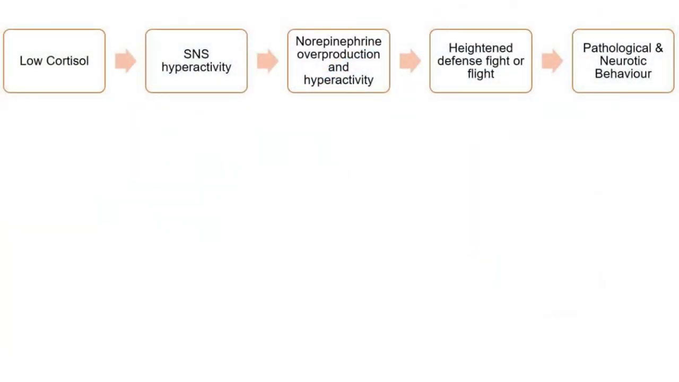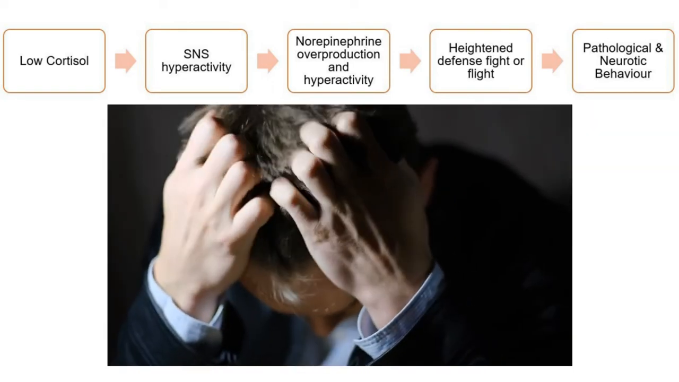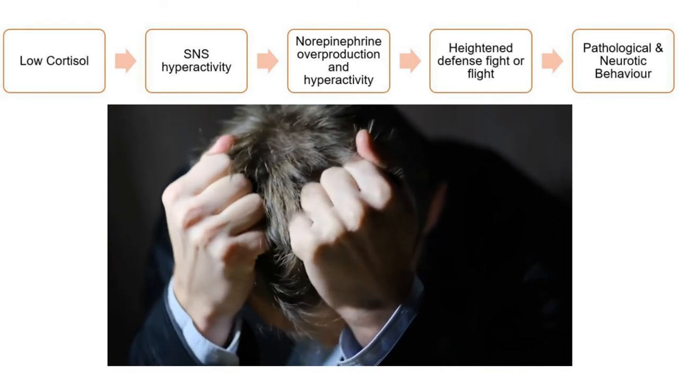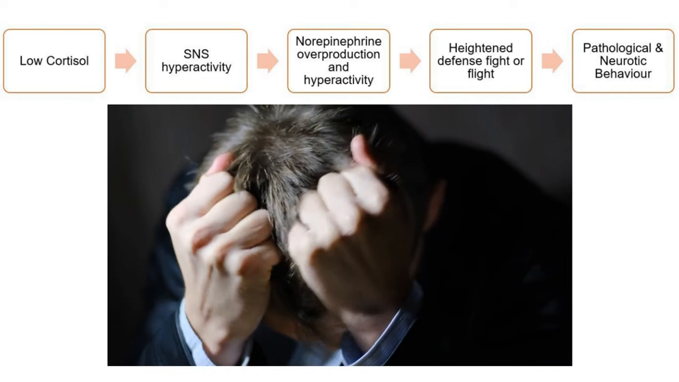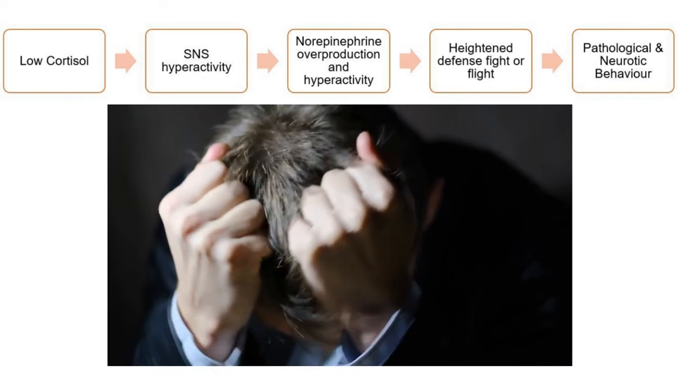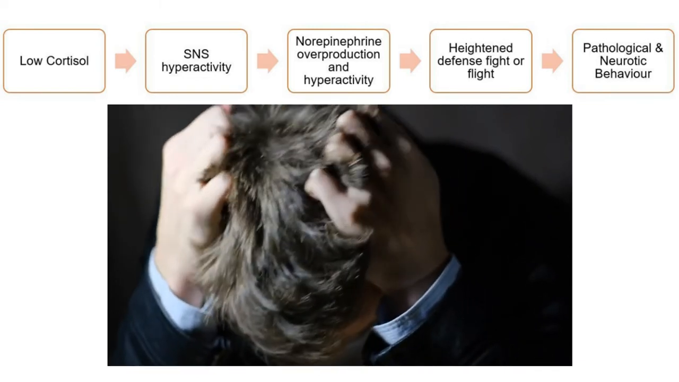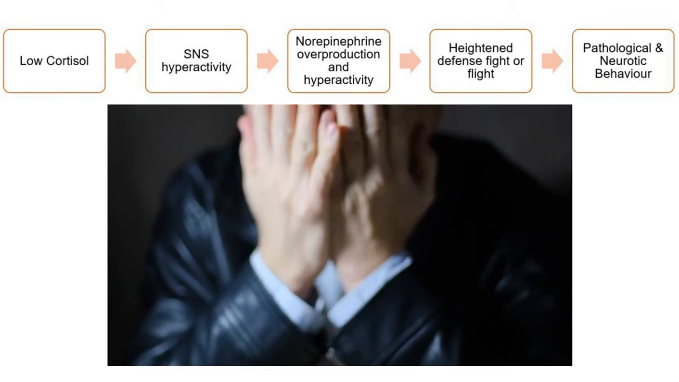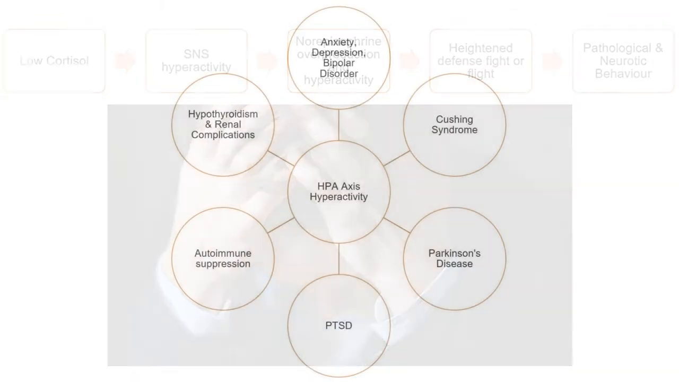Dysfunction in our stress response occurs with sustained low or high cortisol levels. The former promotes sympathetic nervous system hyperactivity. Overuse of the locus ceruleus, the center of norepinephrine production, heightens defense mechanisms which can, over time, aid development of pathological and neurotic stress-based behavior. For example, insignificant stresses may elicit prolonged and intense, increased heart rate, vasodilation, and racing thoughts.